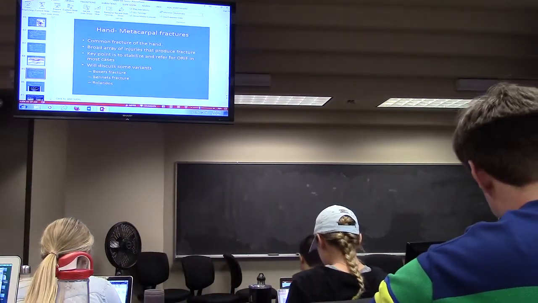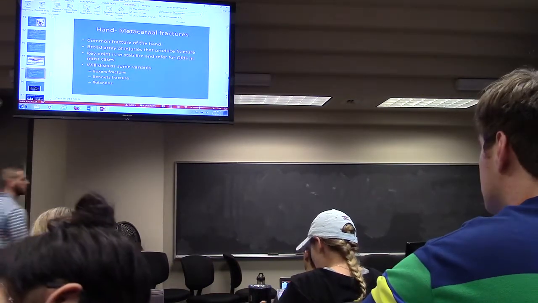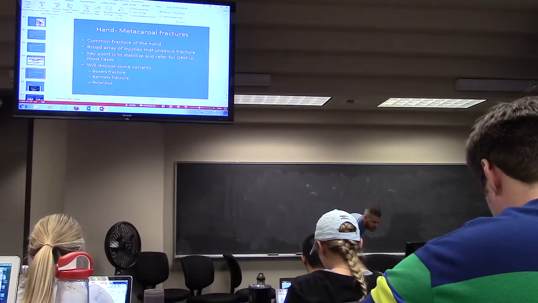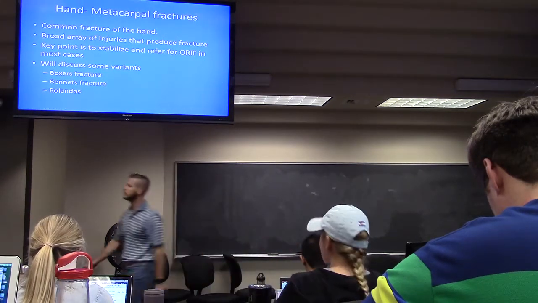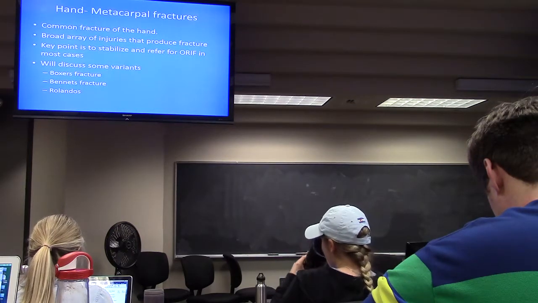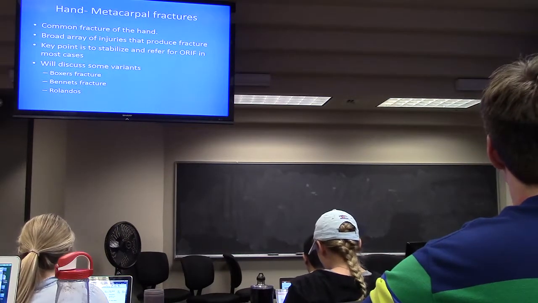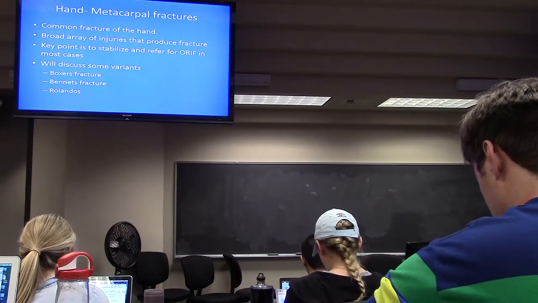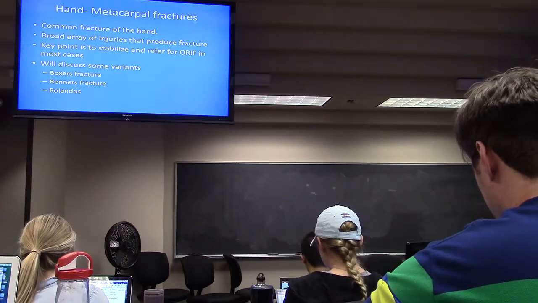Metacarpal fracture. Let's start with PowerPoint. So these are very common fractures for the hand. Obviously, you can think there's a broad array of different types and angles and all the different metacarpal bones you have in your hand, and they all kind of have their own little nuances as well. What we're going to discuss is just a few variants: boxers, Benets, and Rolandos, and all these dead guy names that we have in there too. And boxers is not a dead guy name.